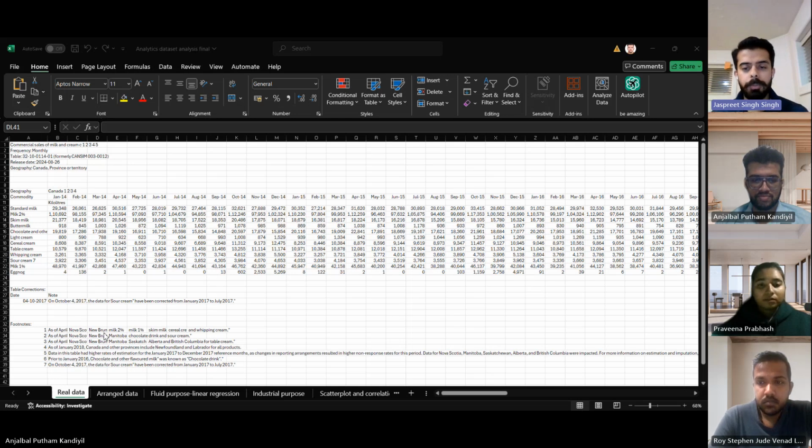In Excel, we begin by importing the data set collected from Statistics Canada. First, we checked for missing values, which was crucial for ensuring the integrity of our analysis. As seen here, there were no missing entries in any column.